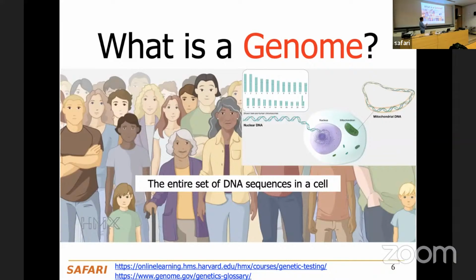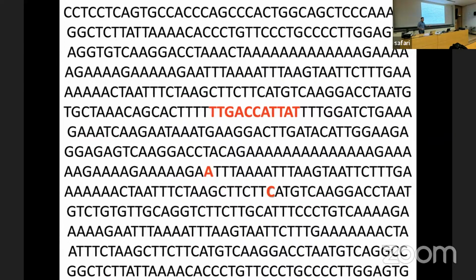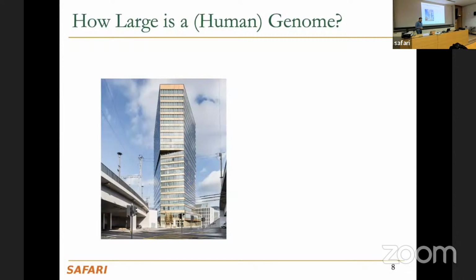So for human, we have these 23 pairs of chromosomes, right? And if you look even more closely, what you're going to see is essentially the double helix structure of the DNA, which includes multiple nucleotides, or ATGCs, within the DNA. And this is basically how it looks like in a digital form. And basically, I'll then try to show you how large a genome is within a single cell.